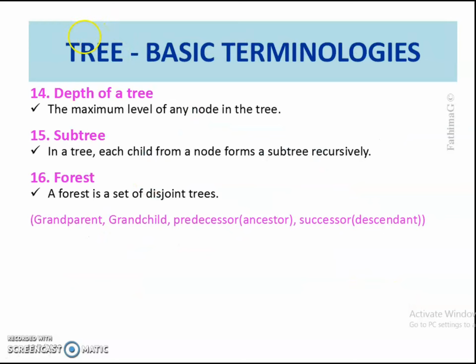Next, let us see the other terminologies. The depth of the tree. It is defined to be the maximum level of any node in the tree. Next, the term subtree. In a tree, each child from a node is called the subtree. Next, the term forest. It is nothing but the set of disjoint trees. There are other terminologies like grandparent, grandchild, predecessor, ancestor, successor, and descendant.